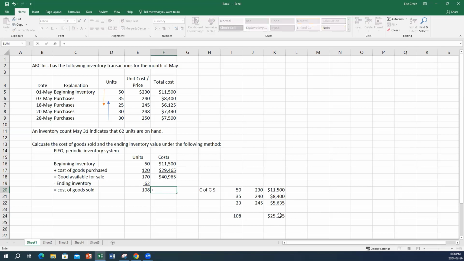So I can plug in the $25,535 and work backwards, taking the available for sale, deducting the cost of goods sold, and that's going to calculate the ending inventory. Notice that the ending inventory is still the exact same value. We know that ending inventory plus cost of goods sold has to be equal to the available for sale. So whether I calculate ending inventory by starting at the bottom of the chart and moving up, or I calculate cost of goods sold by starting at the top of the chart and moving down, makes absolutely no difference. The two numbers together have got to be equal to the available for sale. That's how you calculate FIFO under the periodic inventory system.